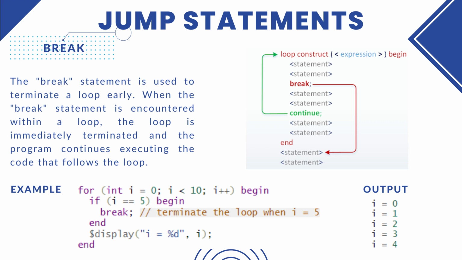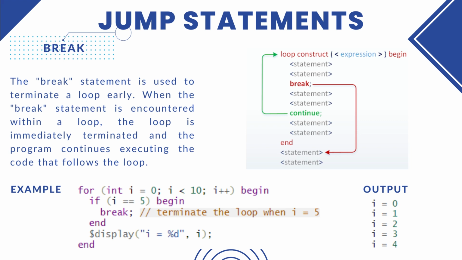Break statement. The break statement is used to terminate a loop early. When the break statement is encountered within a loop, the loop is immediately terminated and the program continues executing the code that follows the loop. Here is an example of a break statement in a for loop.